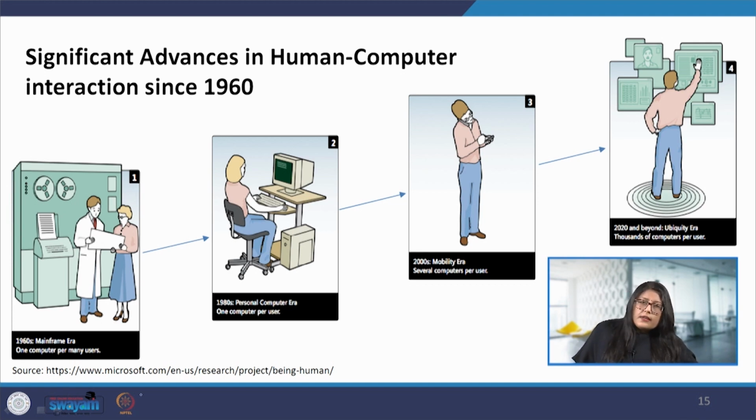But in the 1980s it became possible when we had the personal computer era, and now the computers were very affordable, and the interface was very user friendly. So this allowed people to do their work more efficiently.